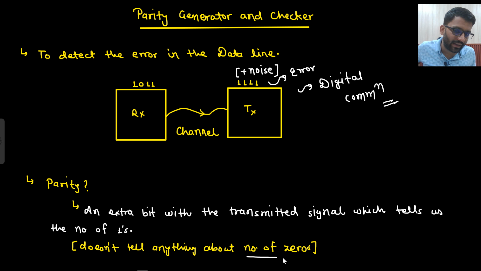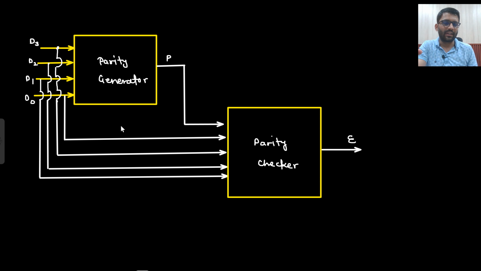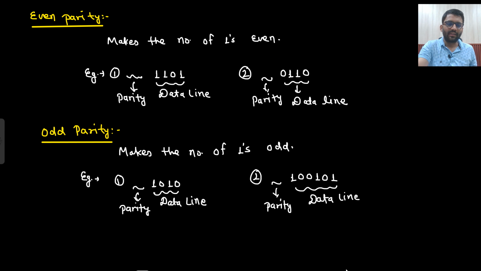A lot of times people get confused that it will tell something about the number of zeros. It has nothing to do with the number of zeros. Parity is an extra bit with the transmitted signal that tells about the number of ones. Okay, so it will only tell about the number of ones. So this is what we will do in our circuit actually. But let's see the two definitions, then we will see what we will actually do.